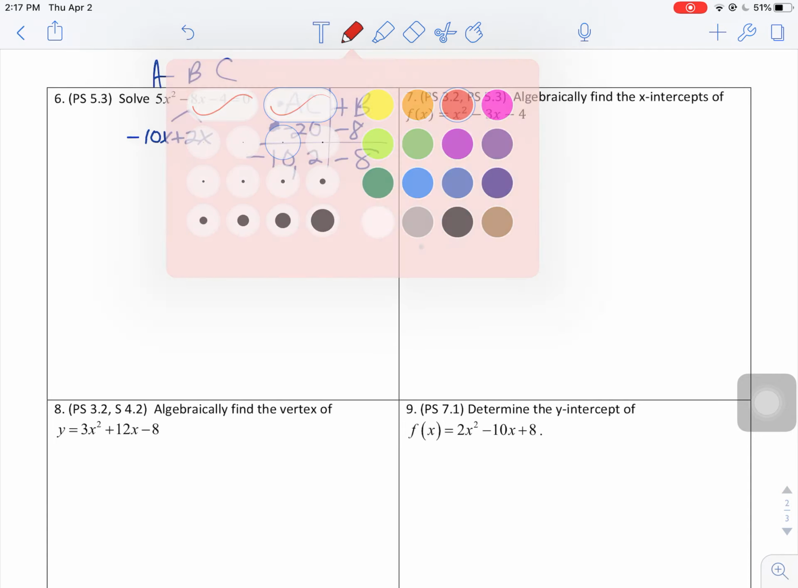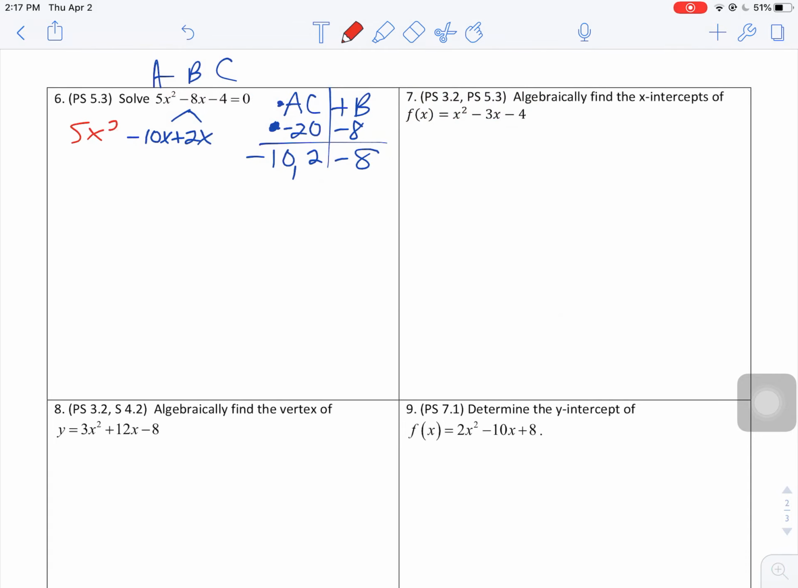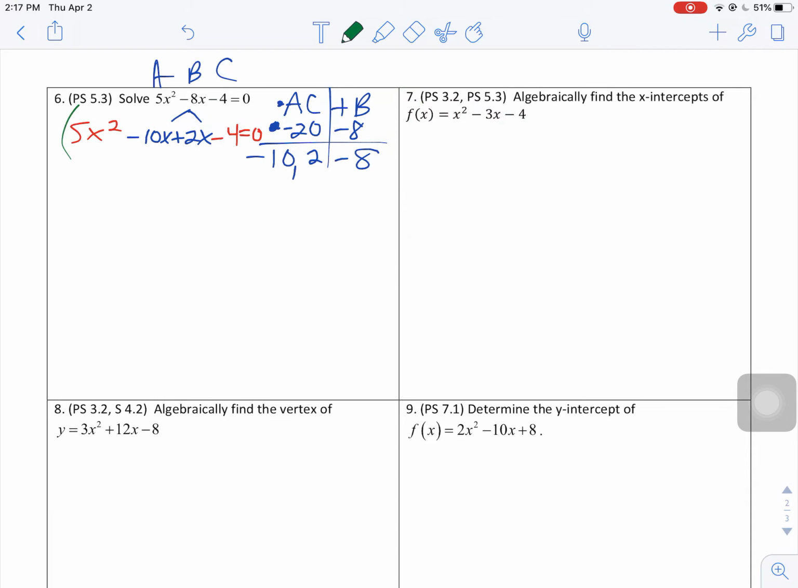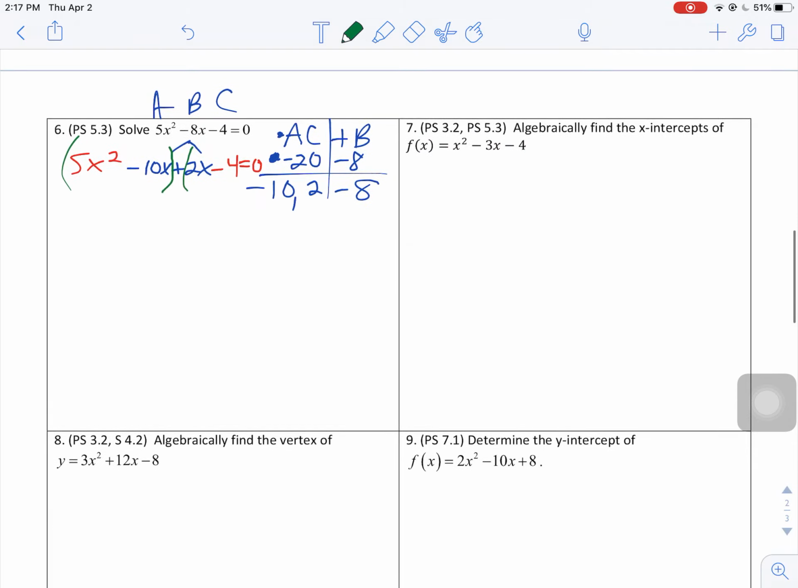And then I want to drag down the 5x squared in the front, drag down the -4 in the back. And then technically, let me squeeze in an equals 0 here, just to remind ourselves that this is an equation that we're solving. And then I want to do factor by grouping. So group your first two terms, group your second two terms.